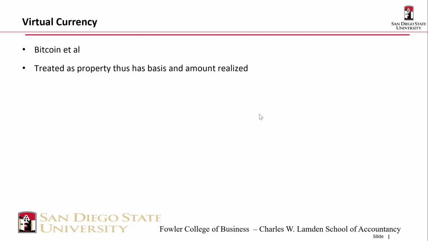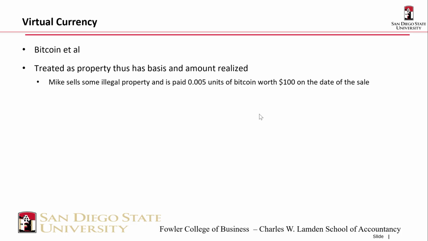So like when you exchange money for something, you don't sell money. You're just giving the money and you're getting something. That's not true with Bitcoin. This is like paying with property. When you sell property, you generate a gain or a loss. That's how you treat virtual currency.